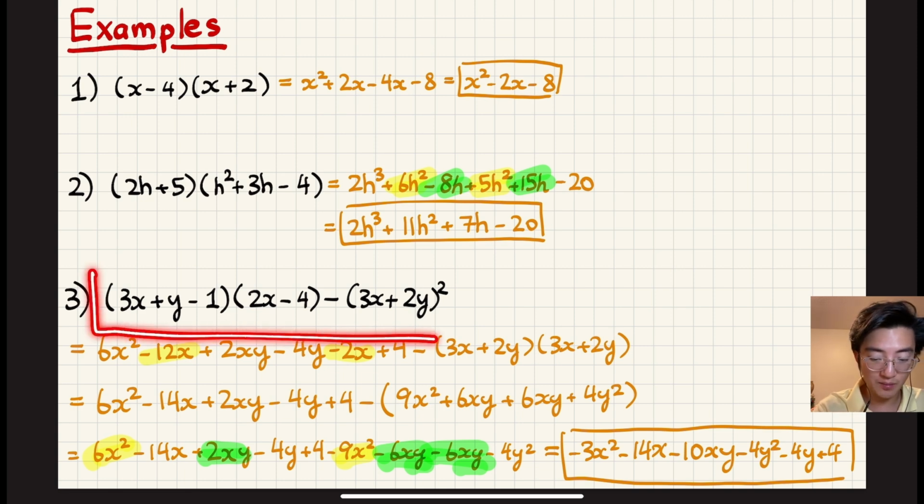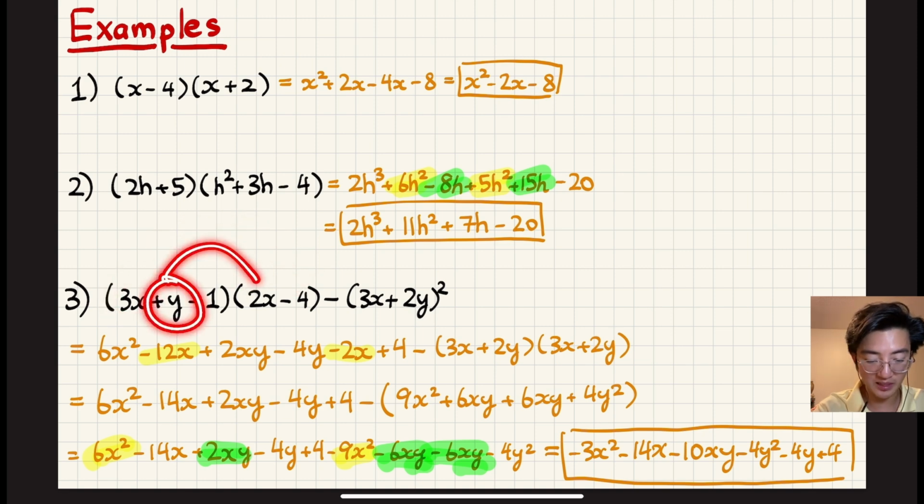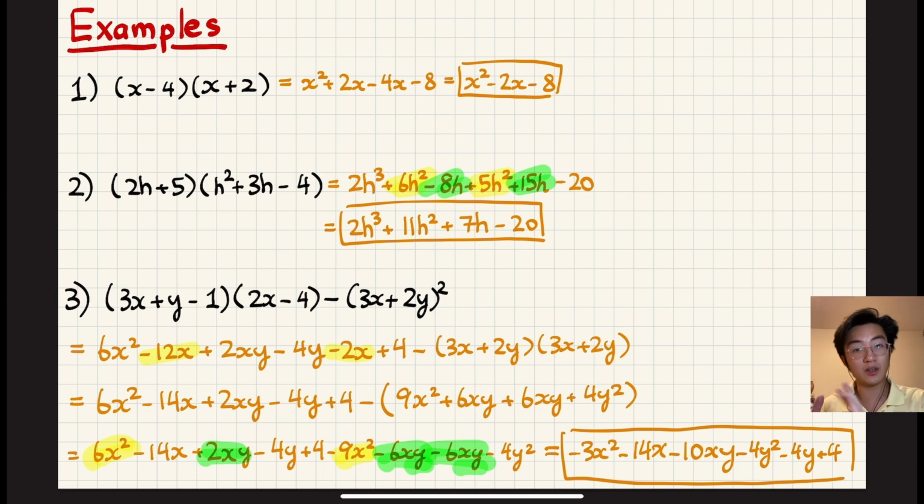So let's go back to this question again. We're multiplying this term by this term, this term by this term. Okay, next we go by this term by this term, this term by this term, and then this term by this term, this term by this term. So we're just making sure every single term gets multiplied.